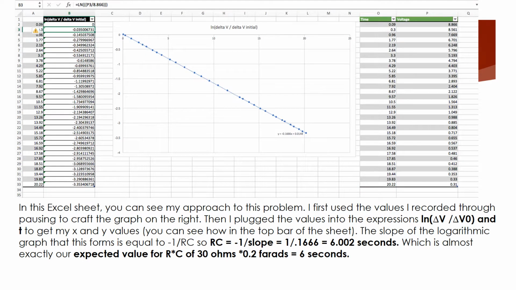On this slide, you can see that very graph. On the right, you can see the time and voltage measurements, and on the left, you can see how we actually use these values to find the time constant of our system. These values created the graph in the middle that had a slope that is the negative reciprocal of our time constant that we were looking for. And after a little math, I was able to find that the time constant for the system was 6.002 seconds, which is almost exactly our expected value of 6 seconds that we would get from multiplying the total resistance by the capacitance of our capacitor.